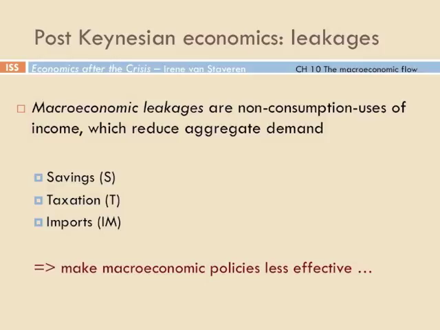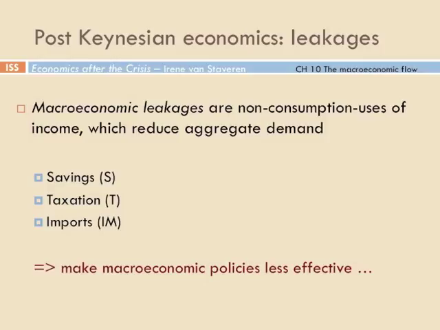So for stimulation of the economy, we need aggregate demand, and hence lots of consumption, because that's an important part of aggregate demand. Now, macroeconomic leakages are uses of income not on consumption. For example, saving money. It's sitting there on a savings account and not spent on goods, hence not creating jobs.